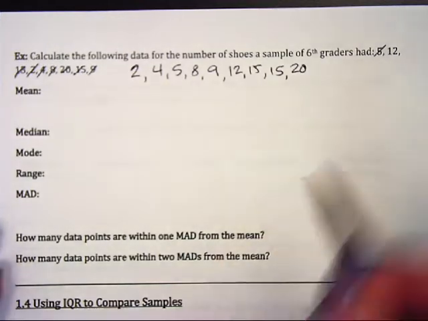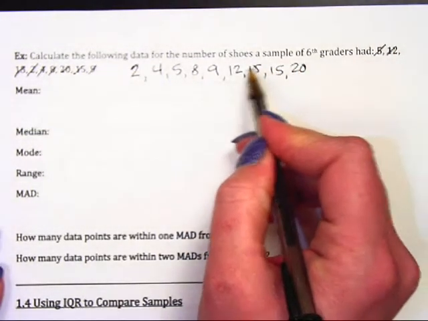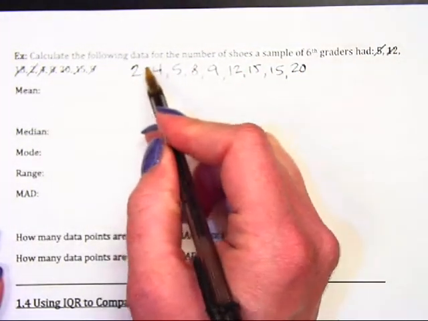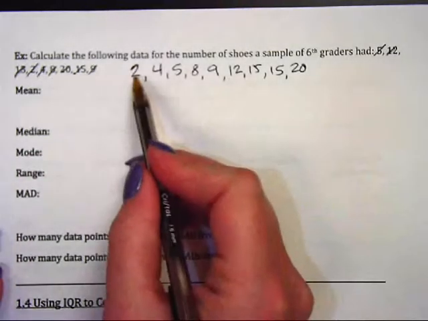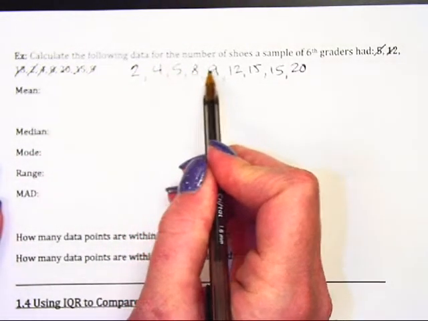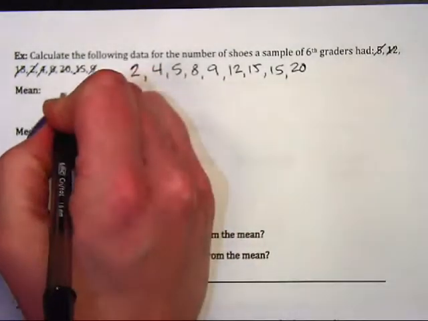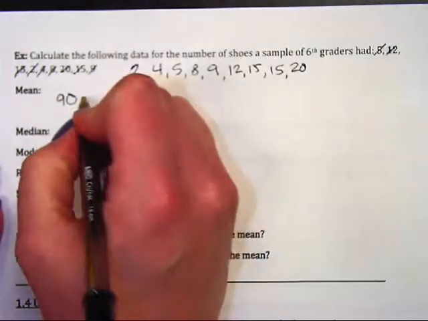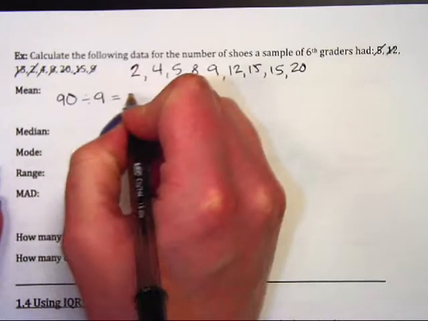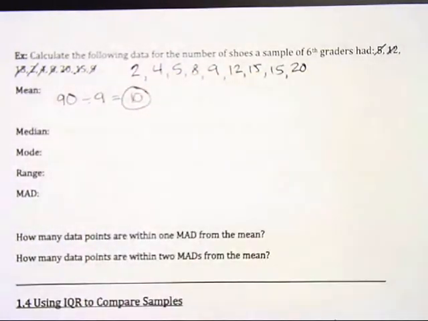So with our calculator, I had 1, 2, 3, 4, 5, 6, 7, 8, 9 numbers. So I'm going to add 2 plus 4 plus 5 plus 8. I'm going to add those all up. I would get 90. And I'm dividing by 9 numbers in my list. So we would say our mean is 10.